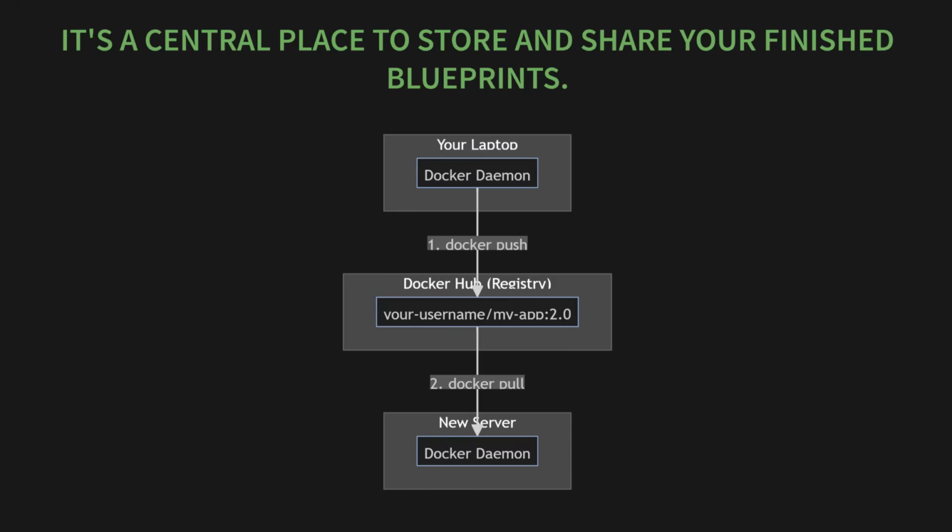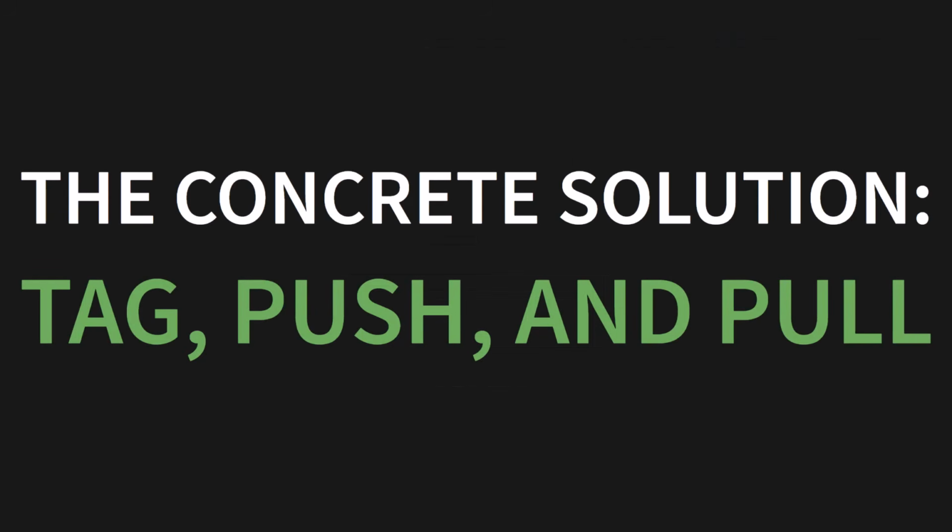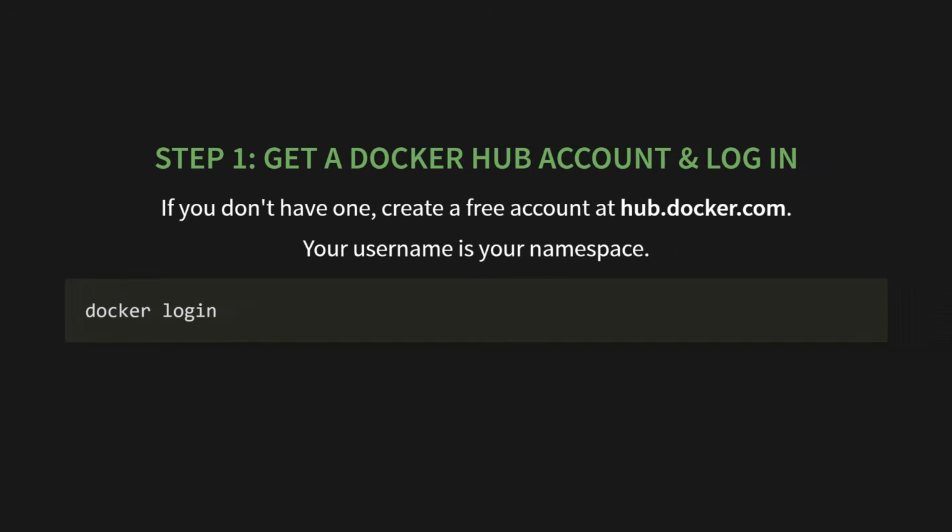Simple. So let's walk through the concrete solution. Tag, push, and pull. Step 1. Get a Docker Hub account and log in. If you don't have one, just pause and go create a free account at hub.docker.com. Your username is your personal namespace.